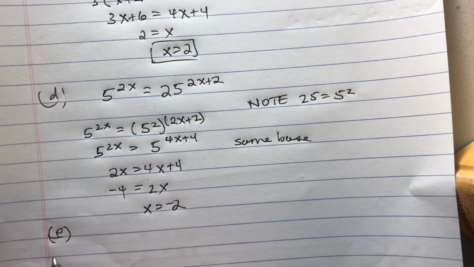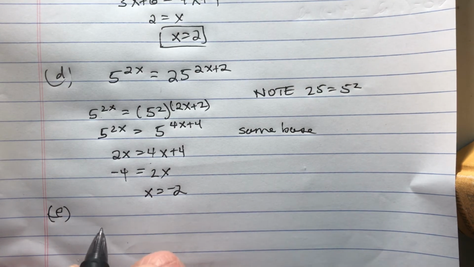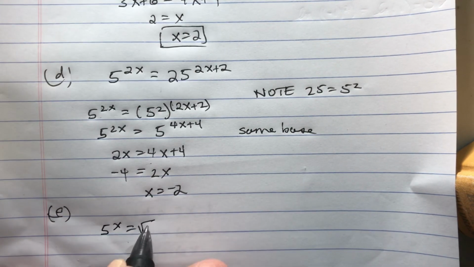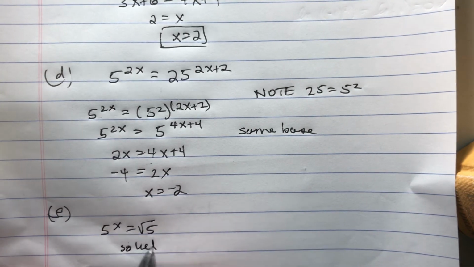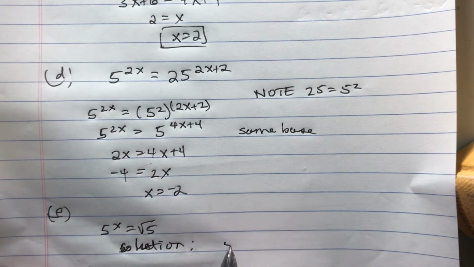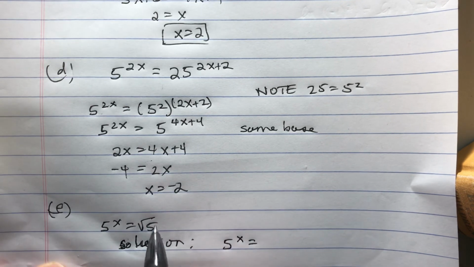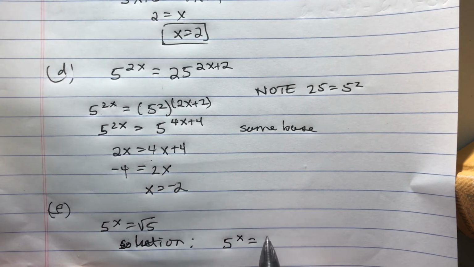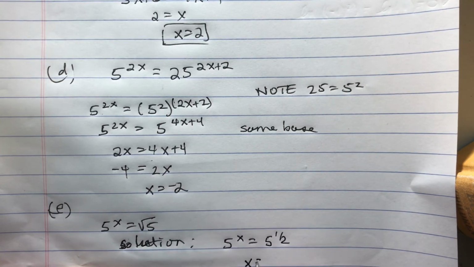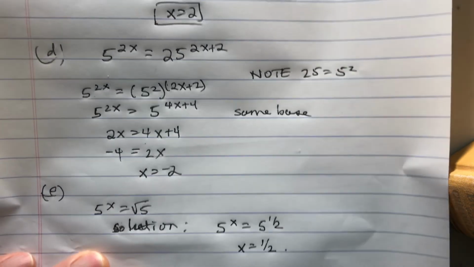This one's a little bit different. Suppose I have 5 to the x equals square root of 5. I like this because it just helps us to practice this idea that the square root of 5 is the same thing as 5 to the 1/2 power. Okay, that's all.